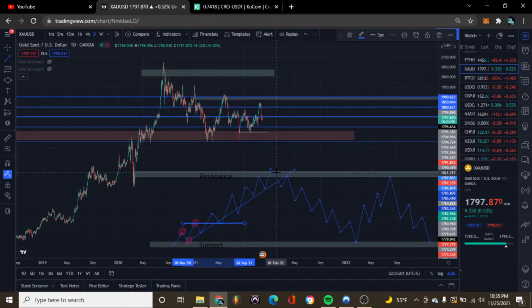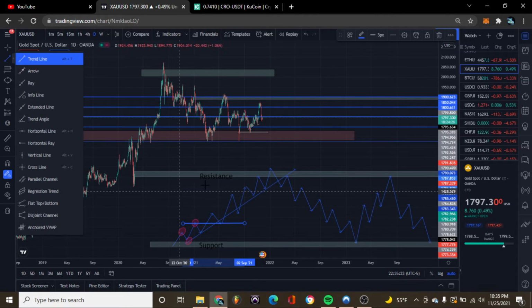But since price rejected off of this resistance and broke structure by a candle closing past the last higher low, that's when you start making lower lows, lower high, lower low, lower high, lower low, lower high. You feel me? That's a downtrend.